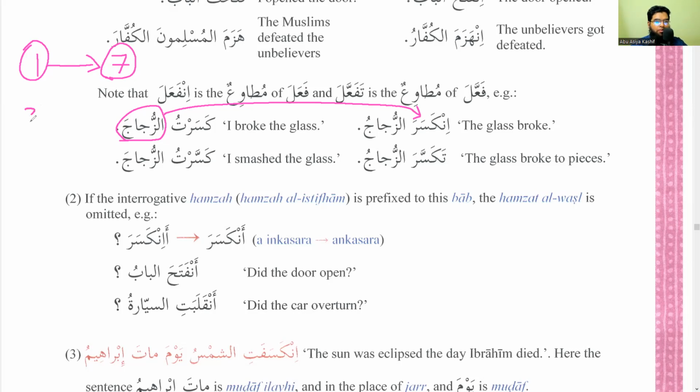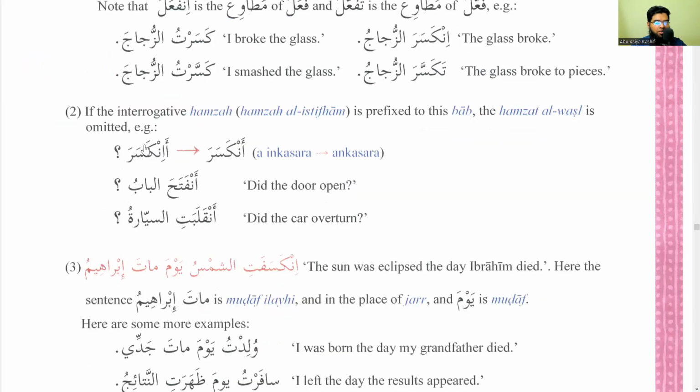But form 2 will go to form 5. Because obviously, kassartu zujaja, I smashed the glass. I want to say the glass broke into pieces. Takassara zujaju. So form 1 you'll go to 7, form 2 you'll go to 5.